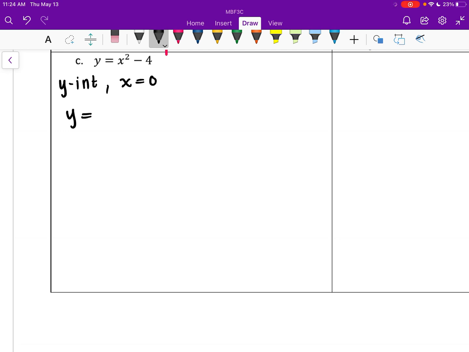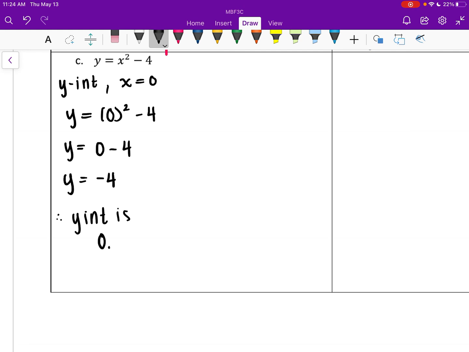y equals 0 squared minus 4. y is equal to 0 minus 4. y is equal to -4. So therefore, the y-intercept is 0, which was our x, and -4, which is our y.